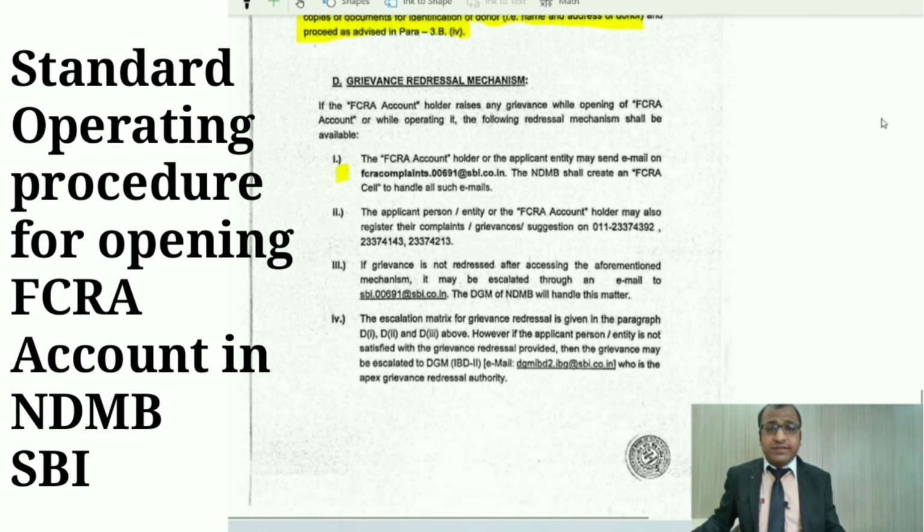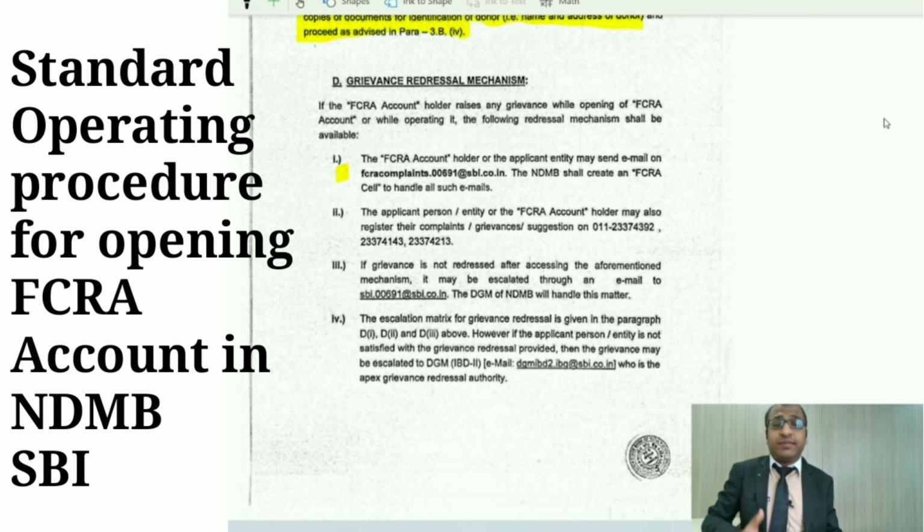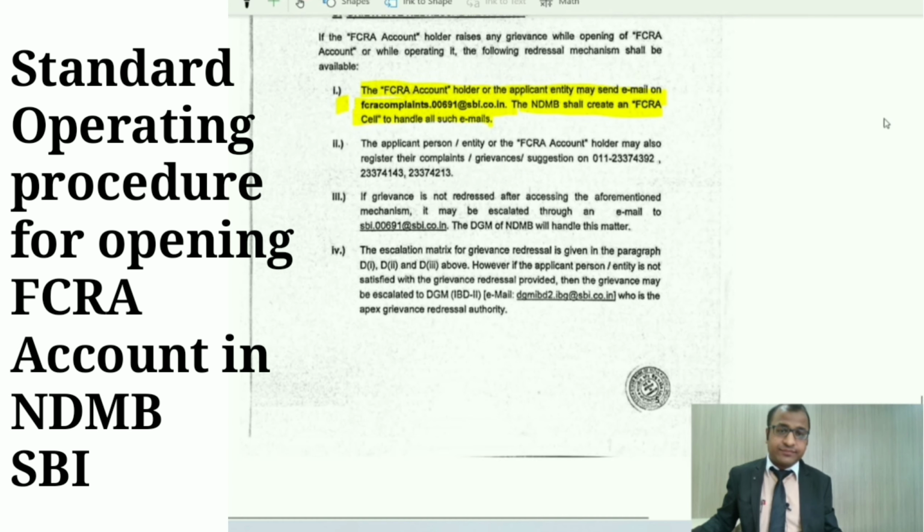Coming to the grievance redressal mechanism, the SBI NDMB have come up with a mechanism wherein, if you have any queries or grievances, you can approach them. The FCRA account holder or the applicant entity may send an email to complaints.00691@sbi.co.in, and the NDMB shall create an FCRA cell to handle all such emails.